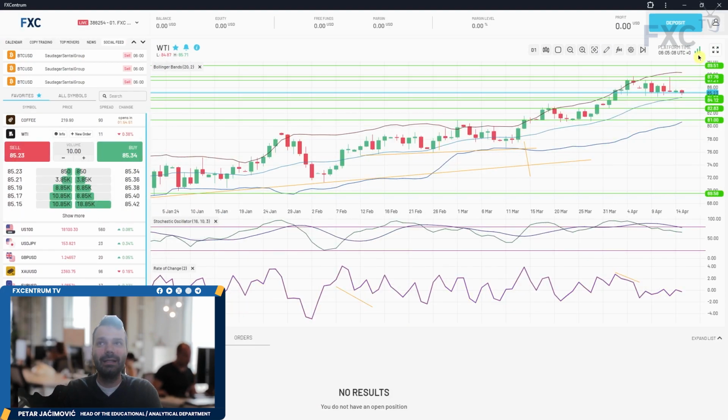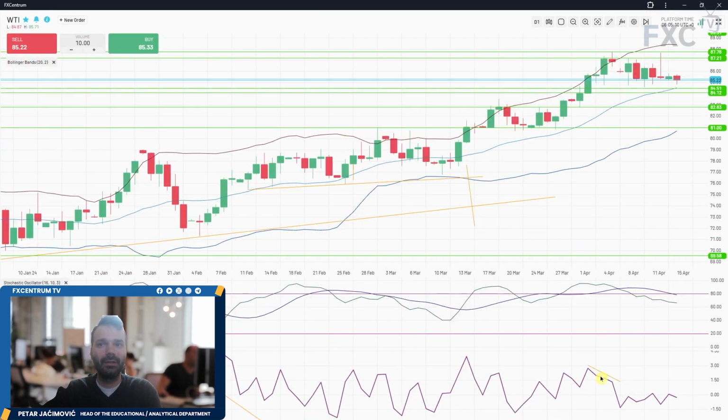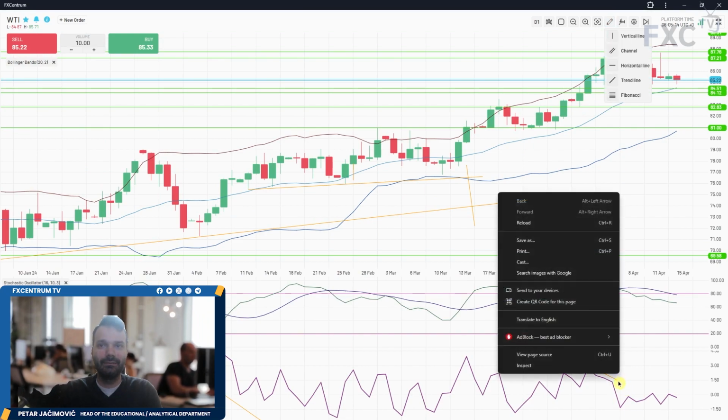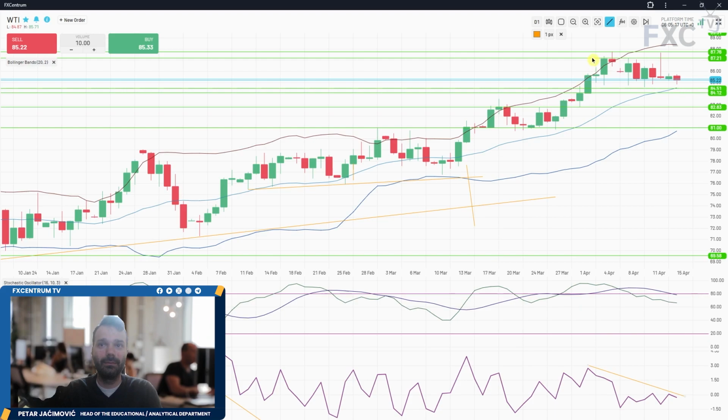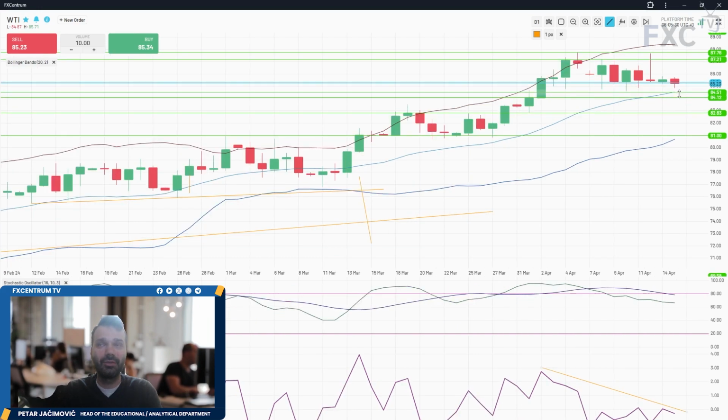Now WTI, I alerted about divergences that we can see on the rate of change, and nothing really changed at this point. So we have now slow line sloping to the downside, going below the 80, fast line is sloping to the downside, and we have a support at 84.50. 84.50 will be a strong short-term support. The market can break that 84.50. There will be a chance for the downside movement, maybe even towards 81 mark, which is the lower Bollinger Band on the daily time frame.